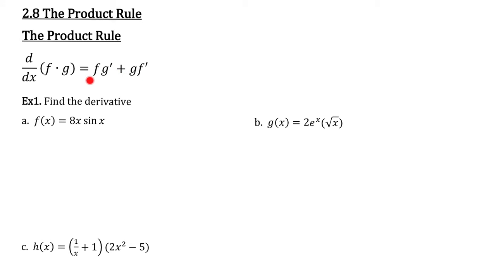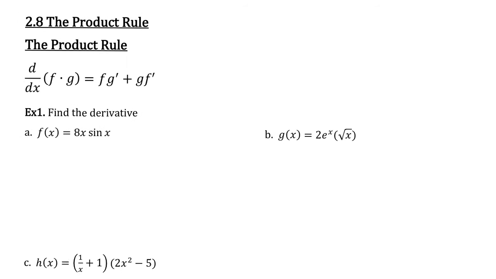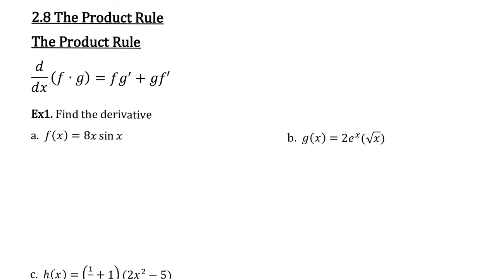So it's the first function times the derivative of the second plus the second function times the derivative of the first. Okay, let's look at the example so you can see when you might use it. So for A, they're telling me f of x equals 8x sine x. Now I don't know the derivative of 8x sine x altogether. So I want to split it into two things being multiplied together.